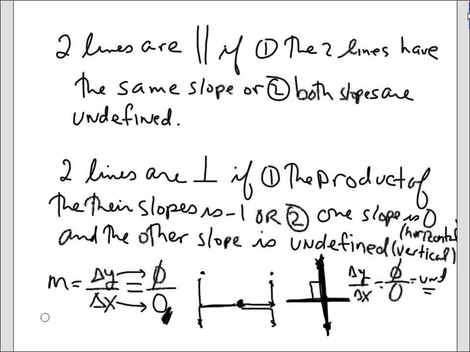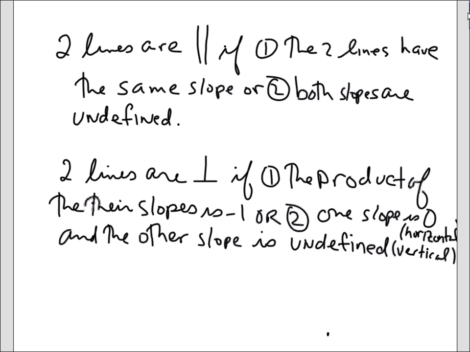Most probably, if I asked you to draw two lines where one line was perpendicular to the other, you would probably draw a horizontal and a vertical. Okay, but nonetheless, there's two ways for two lines to be perpendicular. If you multiply their slopes, you get -1, or one slope is 0 and the other one is undefined. Those are the two ways to have lines that are perpendicular.